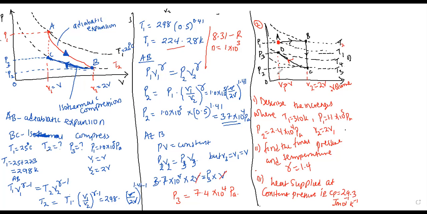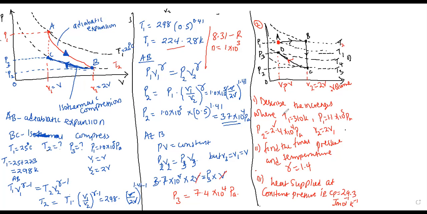So they're asking you to summarize that. In summary, you can say a gas at 310 Kelvin and a pressure of 1.1 exponent 5 pascals undergoes an isobaric process to twice its original volume. It then undergoes an isovolumetric process until its pressure is 2.4 times 10 to the power 4, because they say that is what P2 is. It then undergoes an adiabatic compression to its original volume.